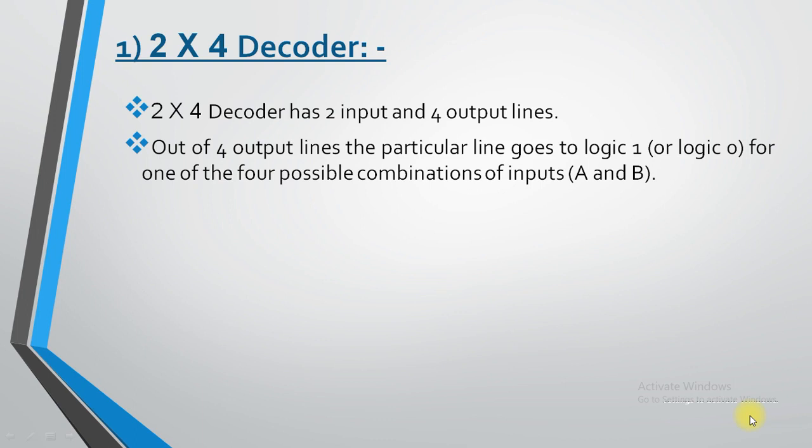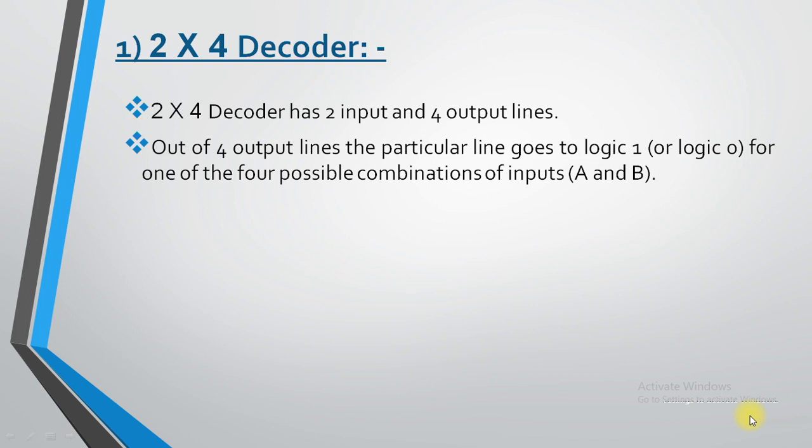So when there is a 2 by 4 decoder, there are 2 input variables and 4 output variables, or 2 input lines and 4 output lines. Out of 4 output lines at a time, only one line is activated. That means activated means only one line contains value 1, and the remaining lines contain value 0. And for 2 input variables we have 4 possible combinations of input.